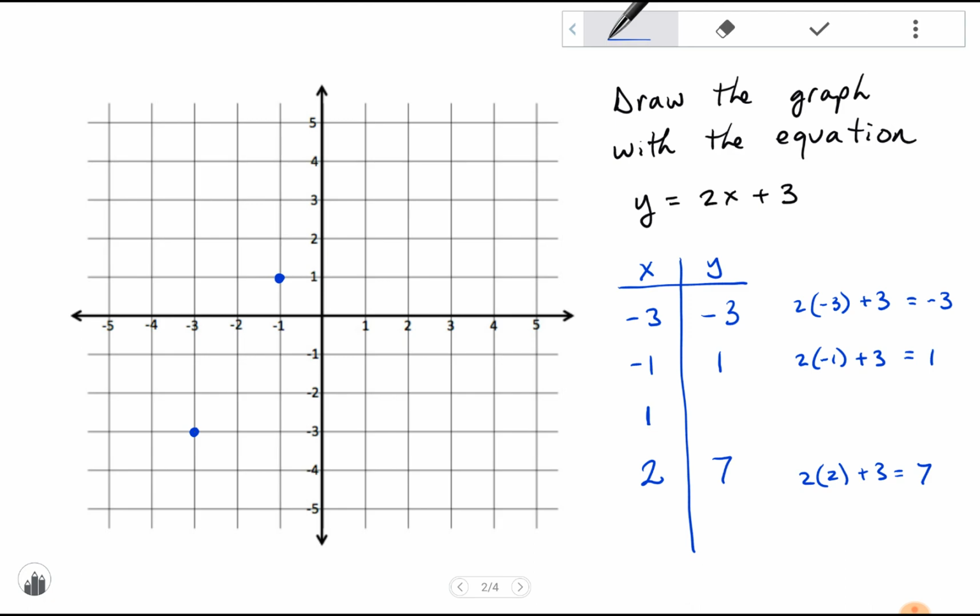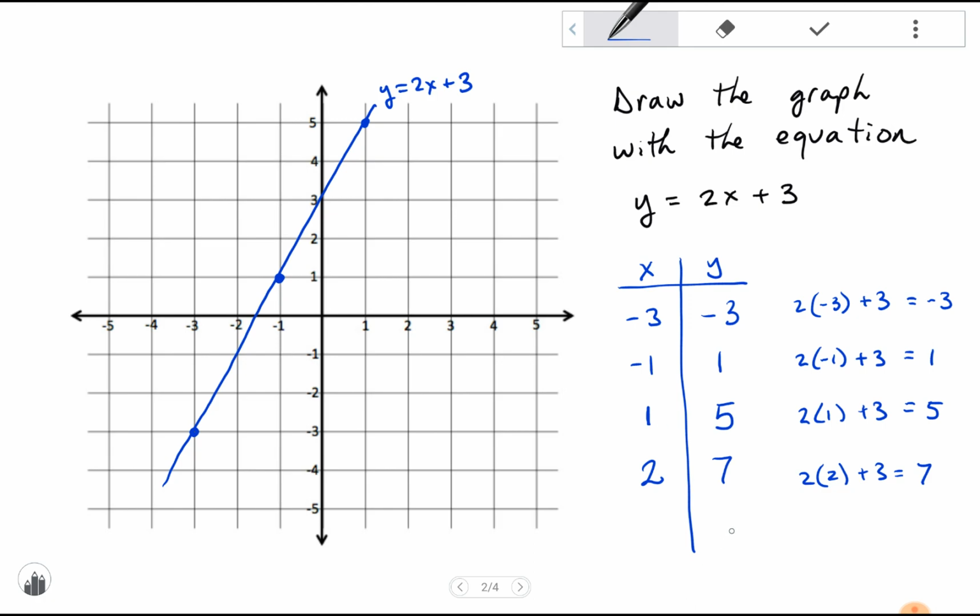So I left the gap in there to try number 1. So when x is 1, we have 2 times 1 plus 3. That's 2 plus 3, and we get the value 5. So when x is 1, y is 5, and we can plot that as 1 and 5. All right, so there we go. We have 3 points. They're all in a straight line, and so now I will join these as best I can to make, there we go, the graph for the equation y equals 2x plus 3.